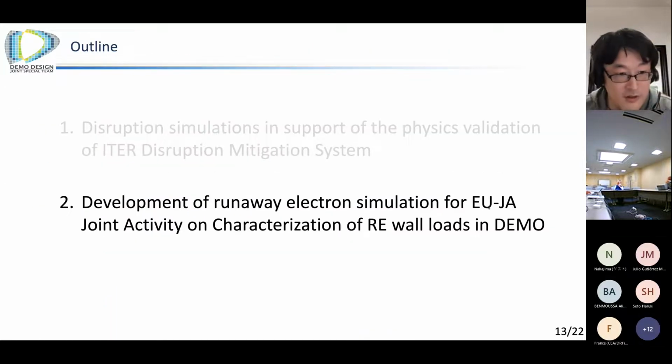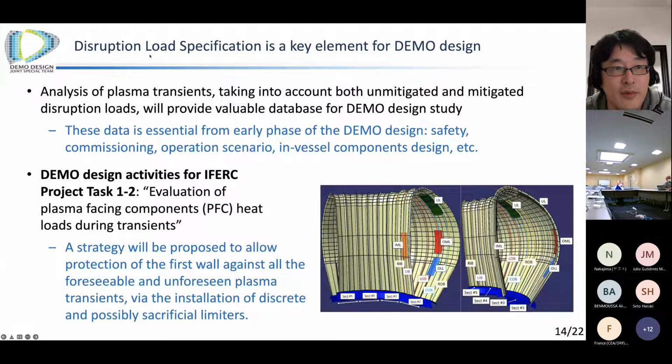The next is the second topic, more related to the DEMO, and this is the simulation of runaway electrons for the JA and EU DEMO to characterize the runaway electron load. Let me briefly introduce the topic. Disruption load specification is a very important and key element for the DEMO design. To proceed with the DEMO design, analysis of the plasma transient, taking into account both the unmitigated and mitigated disruption loads, is a very important database for DEMO design.